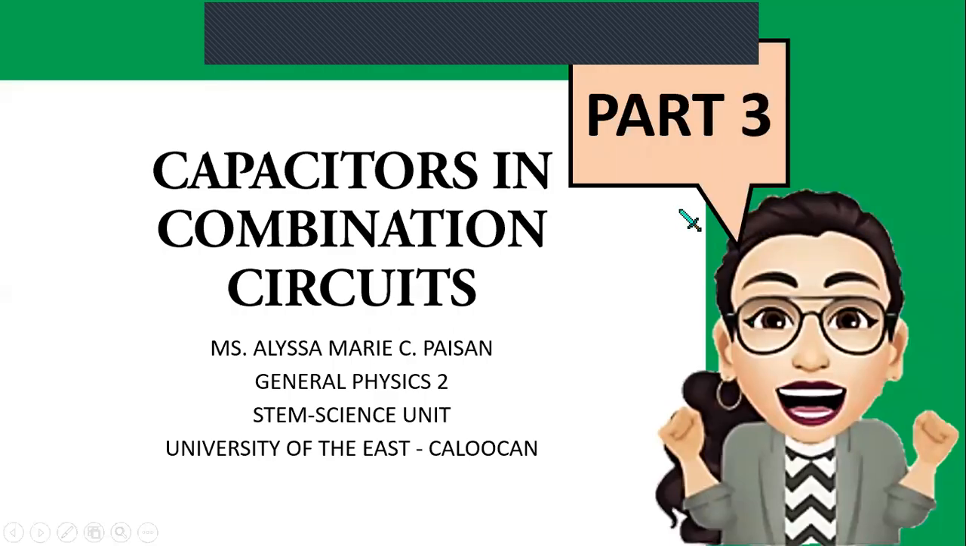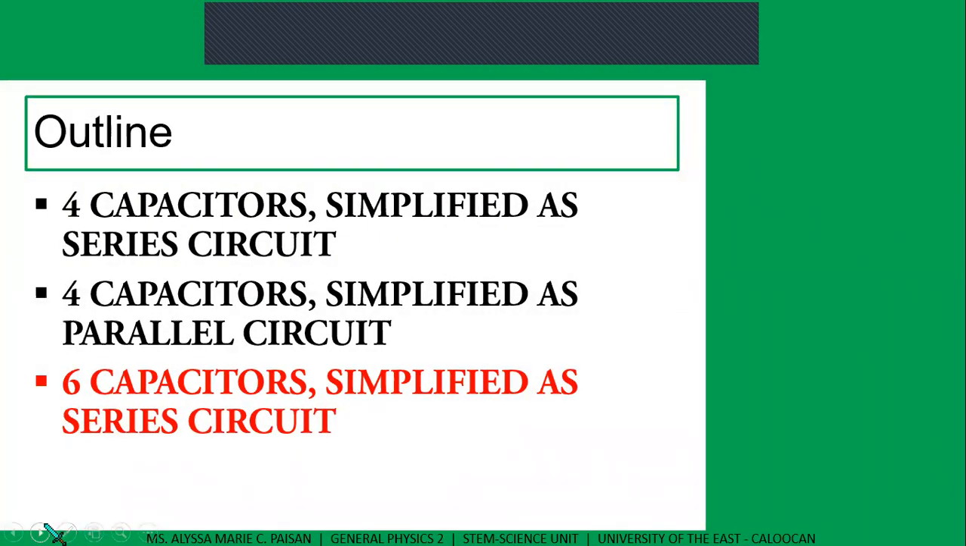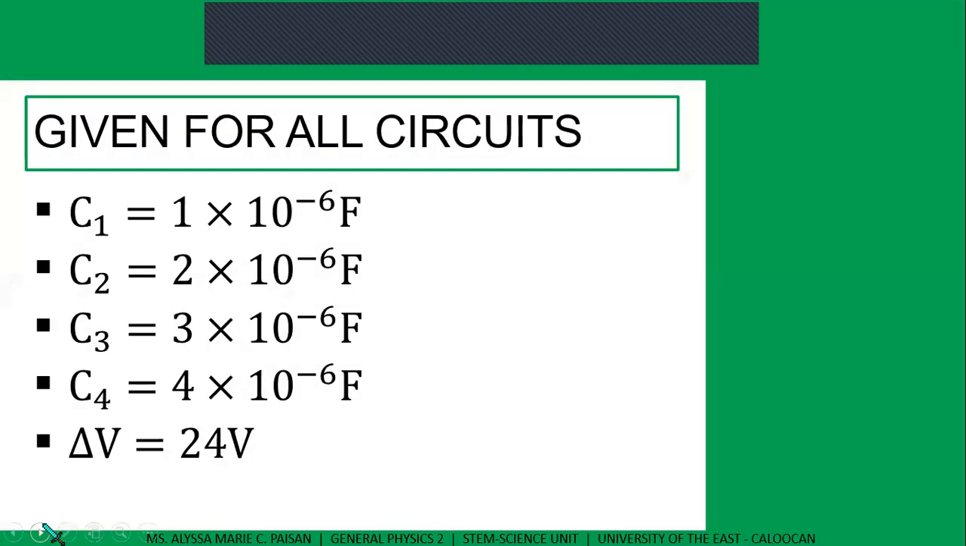Hello, and welcome to Capacitors in Combination Circuits Part 3. During Part 1 and Part 2, we discussed four capacitors simplified as a series circuit and then four capacitors simplified as parallel. This time, we're going to increase the number of capacitors. We're going to have 6 and it's going to be simplified as a series circuit.